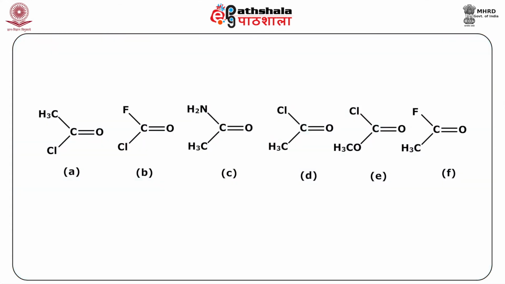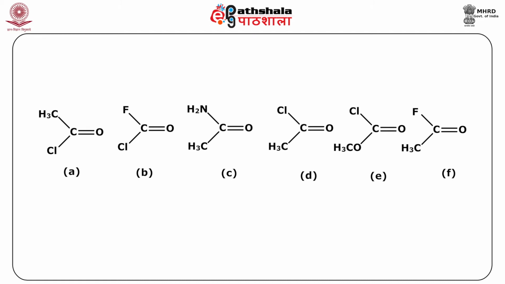The question is, if you see these structures as shown to you here, out of these, which will have the highest carbonyl stretching frequency? You can see these molecules given here. One is CH3COCl, one is FCOCl, another is NH2COCH3, the next one is ClCOCH3, the next one is ClCOOCH3, and the next one is FCOCH3.